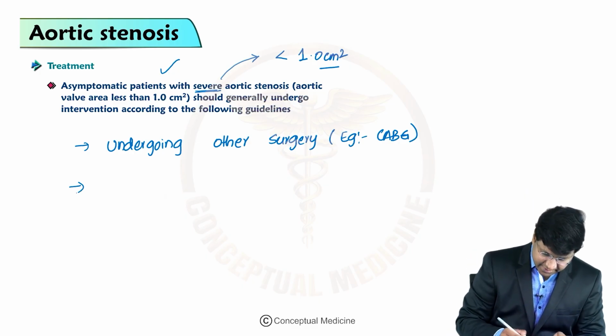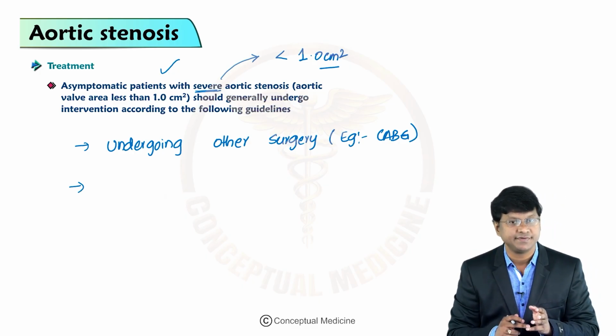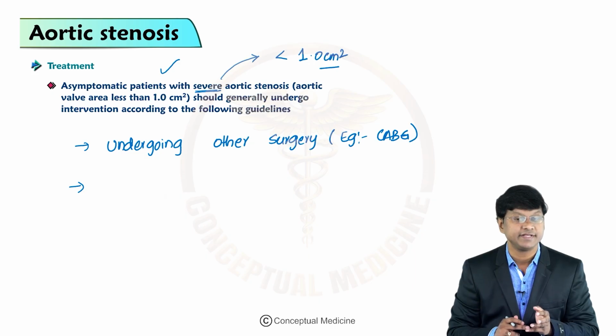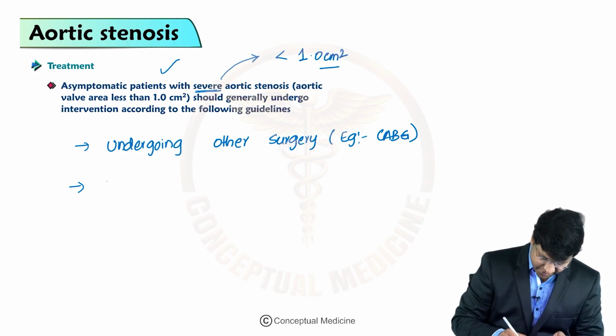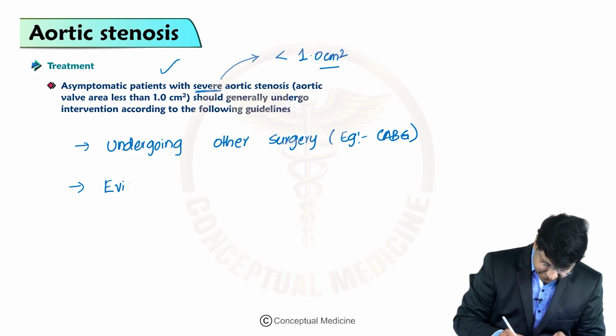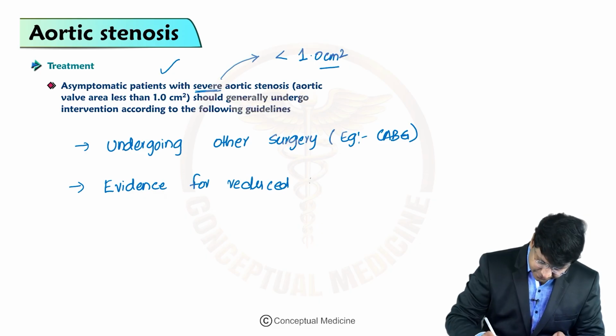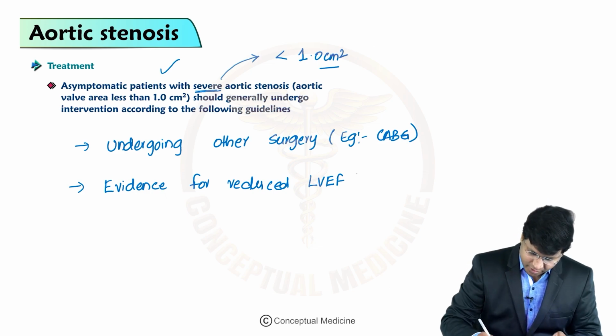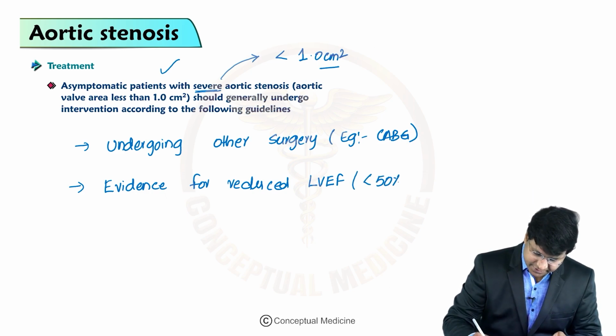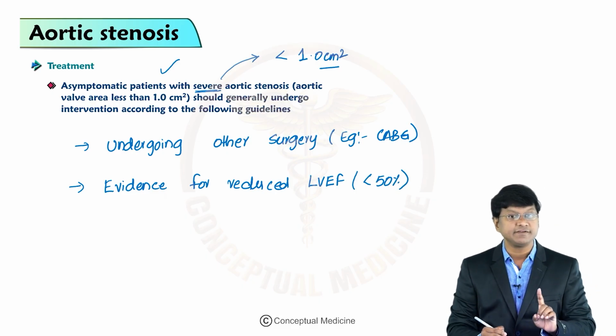And an individual with asymptomatic severe aortic stenosis where there is evidence of a reduced left ventricular ejection fraction. And how much should that left ventricular ejection fraction be? That should be less than 50%, right?